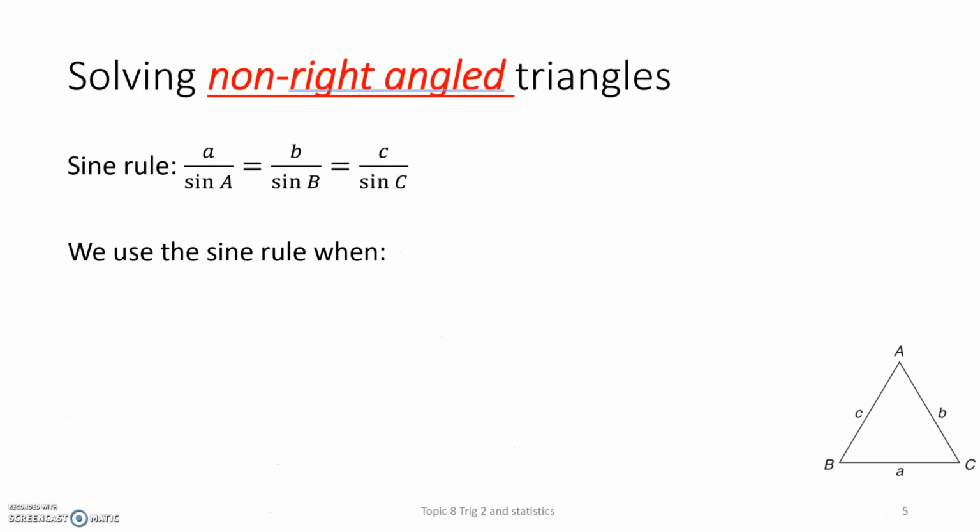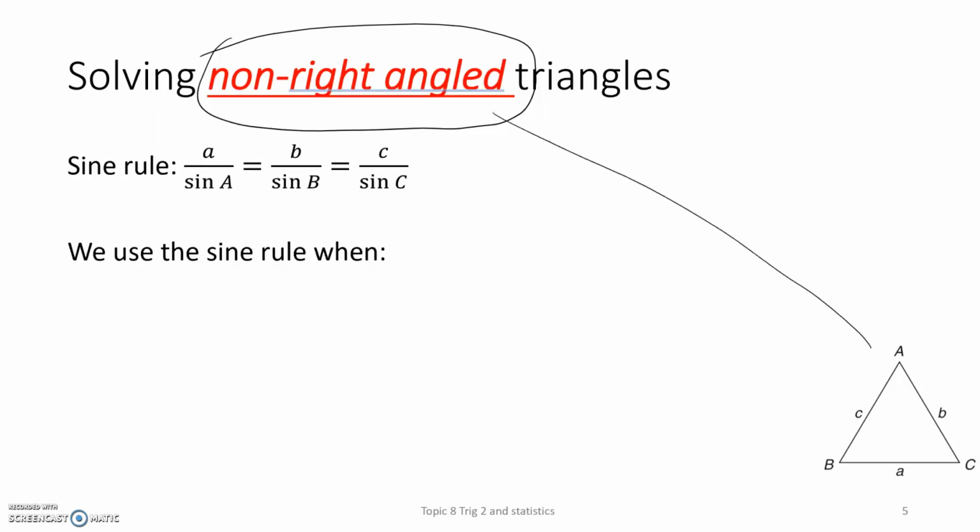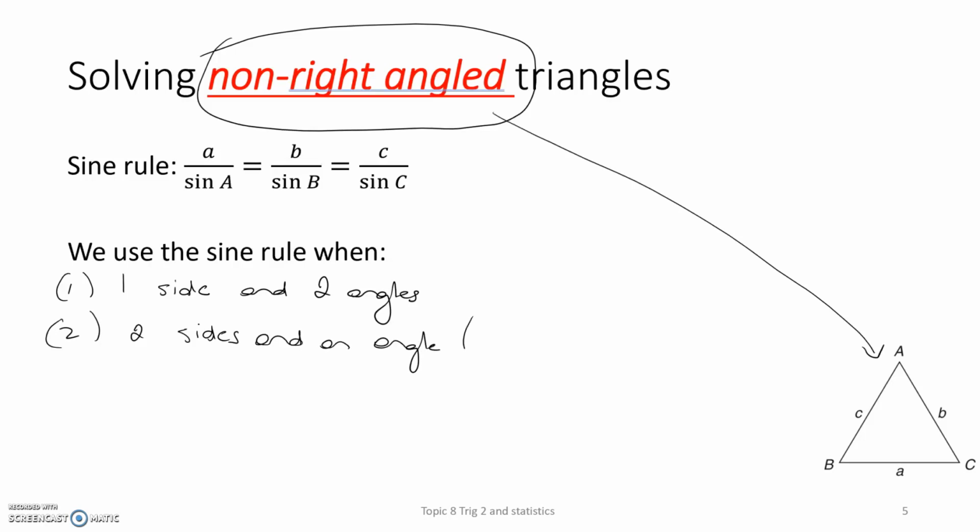Now, non-right-angled triangles, all right? There's a picture of one here. Then we can use the sine rule, maybe. We're going to use the sine rule when we've got one side and two angles, or if we've got two sides and an angle, but the angle that we've got is not included between the two sides.